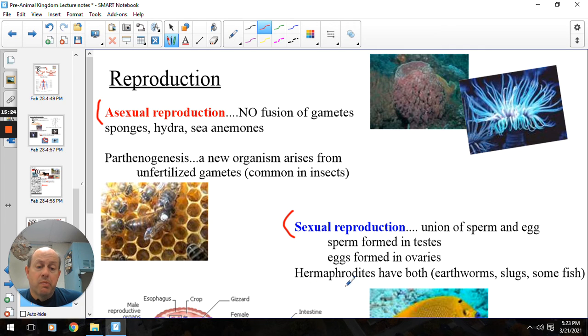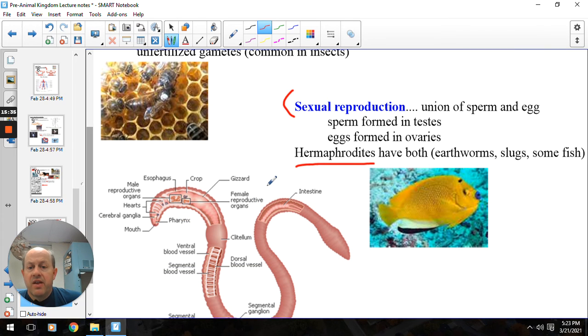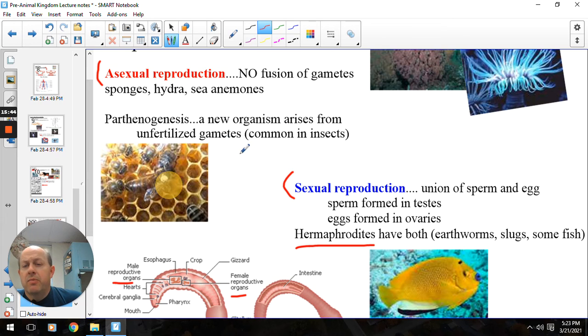Some animals can do both, or actually have both reproductive parts, and we call that hermaphroditic. So an earthworm would be an example of a hermaphroditic organism. So they have both female and male reproductive organs, so a seminal vesicle and a seminal receiver. Some animals uniquely do what's called parthenogenesis, and that's where we actually get a new organism from an unfertilized gamete. And so this is like honeybees, and some other insects will do something like that.